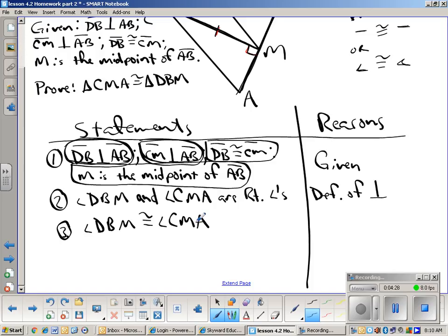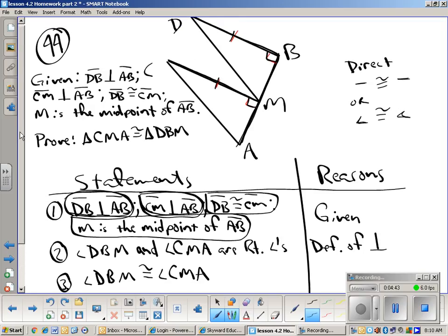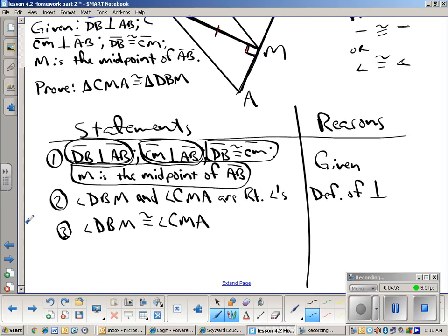These two right angles are congruent. So we're going to say that angle DBM and angle CMA are right angles. Here's DBM, so this angle here, and angle CMA, this angle here, are right angles. And I know most of you are going to look at that and say, well, couldn't I have said that right away? Well, yes and no. I agree with you that we could say right away they're right angles, but it was because of the definition of perpendicular.